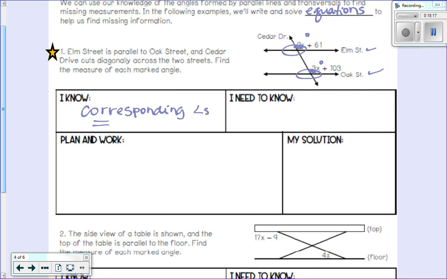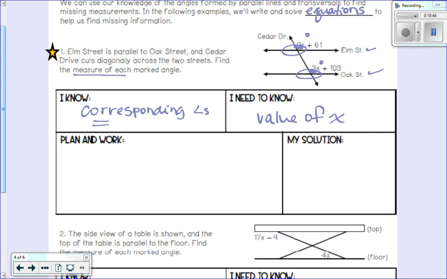What do we need to know to get the measure of each angle? We need to know the value of x. So once we know the value of x, we need to substitute that in. So our plan in our work is to set up our equation. They are equal to each other, right?